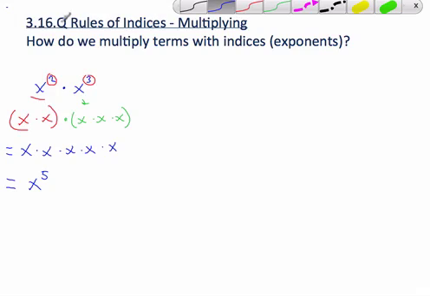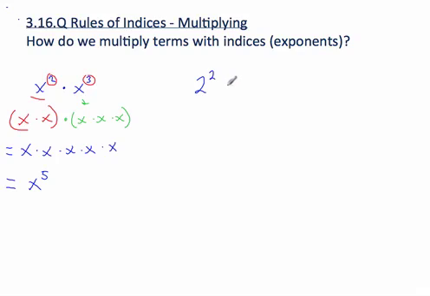Okay, so let's see if that works with some actual numbers. Let's say we had 2 to the power of 2 times 2 to the power of 3. And our rule here looks like we have to add the exponents. So that equals 2 to the power of 5 according to our rule, which is 2 times 2 times 2 times 2 times 2. Let's write it out. 2 times 2 is 4, times 2 is 8, times 2 is 16, times 2 is 32.